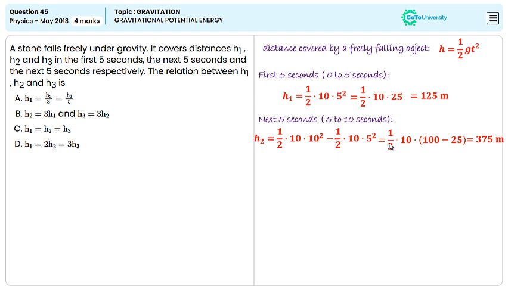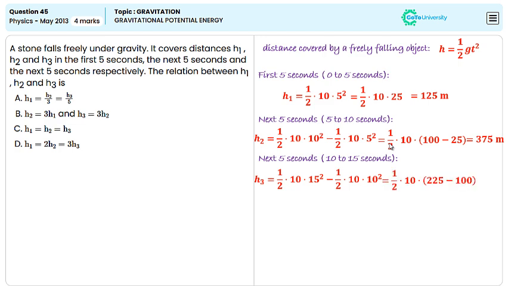For the next 5 seconds, which is from 10 to 15 seconds, we have h3 given by 1 by 2 into 10 into 15 square minus 1 by 2 into 10 into 10 square, which is nothing but 1 by 2 into 10 into 125, which is 625 meters.